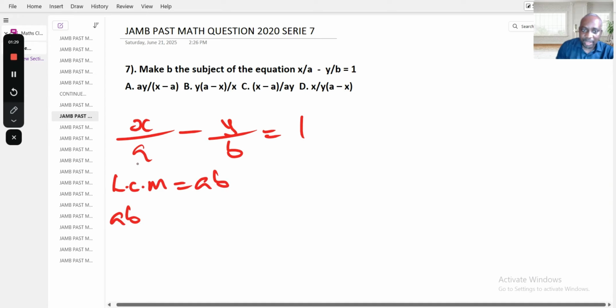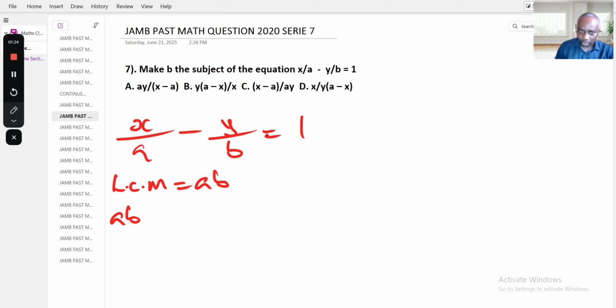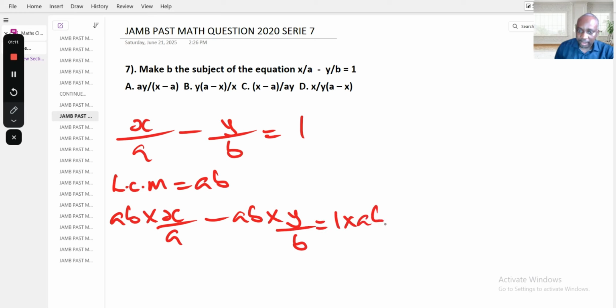AB, you multiply with each one because we have equals here. No, we are not going to rule line like the normal one because this one is equal to 1. Multiply by x over a, minus AB multiplied by y over b, 1 multiplied by AB. B cancels here, B cancels here. A cancels here, A cancels here. B times x, we have BX here, minus what is left here? AY equals AB. What are we trying to substitute for? B.